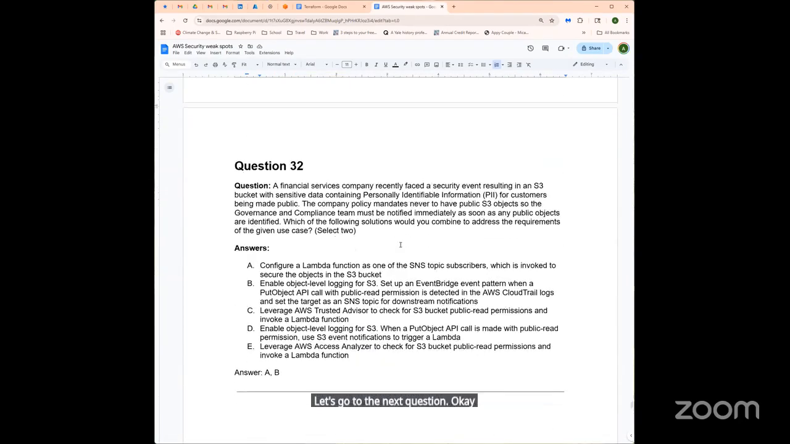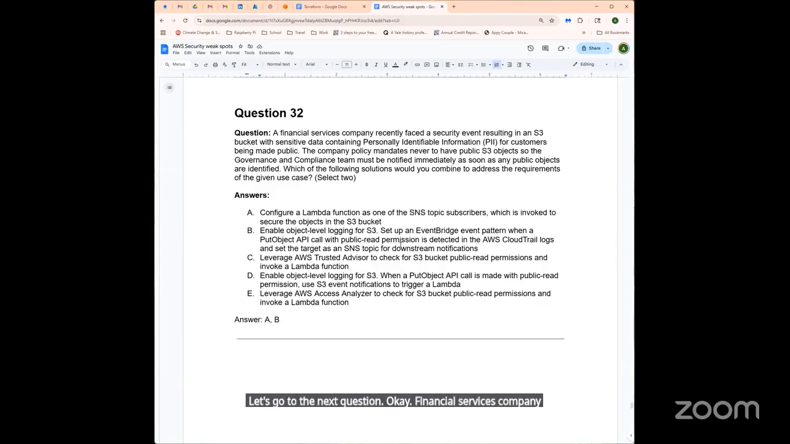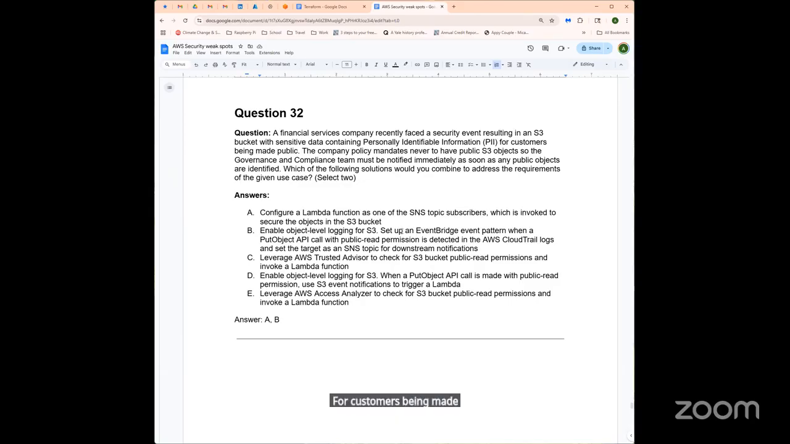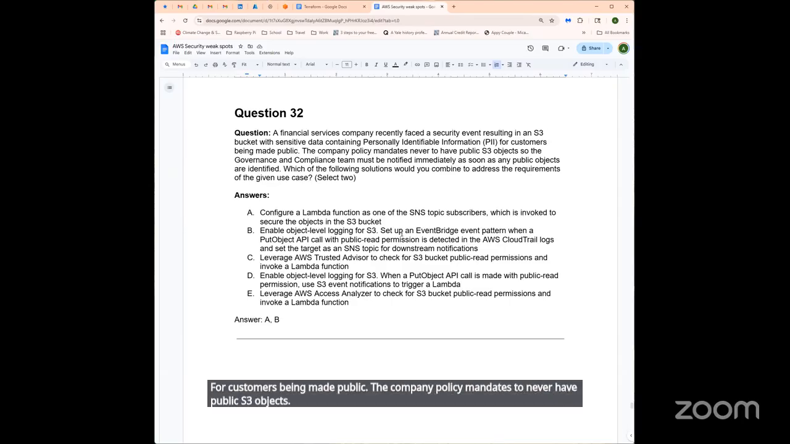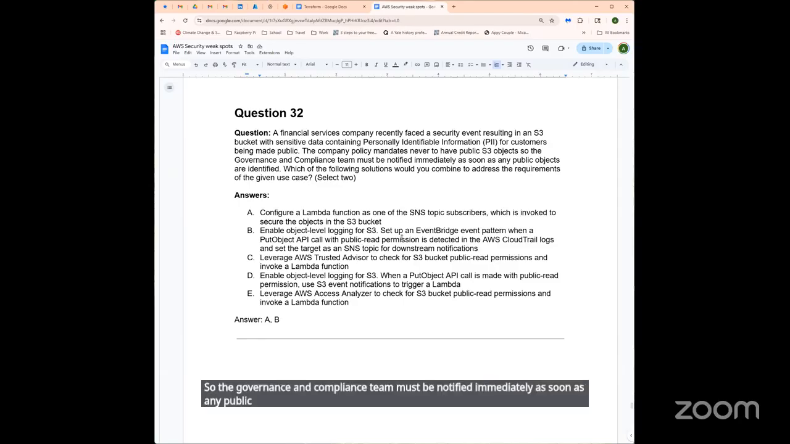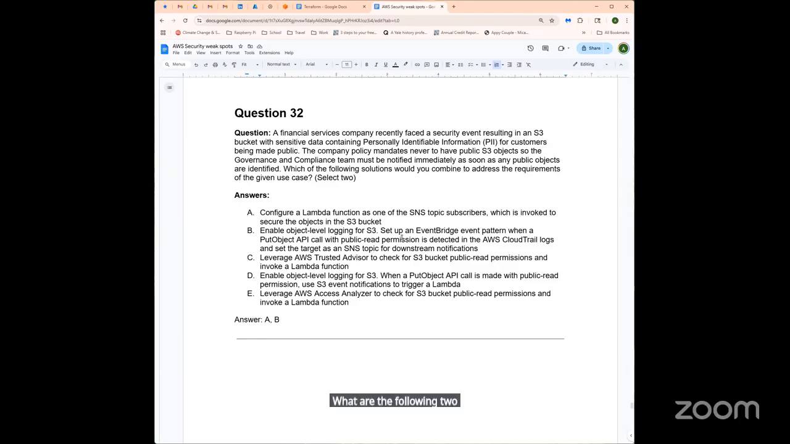Okay. A financial services company recently faced a security event resulting in an S3 bucket with sensitive data containing PII, personally identifiable information, for customers being made public. The company policy mandates to never have public S3 objects, so the governance and compliance team must be notified immediately as soon as any public objects are identified. Which two solutions would you combine to address the requirements of the given use case?